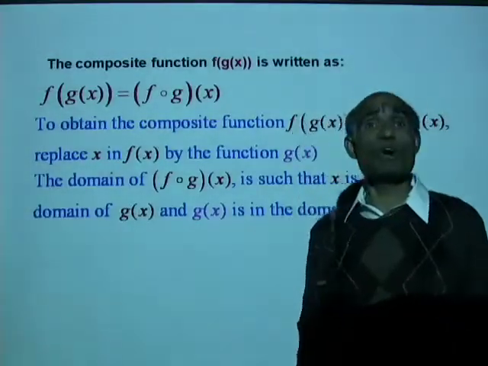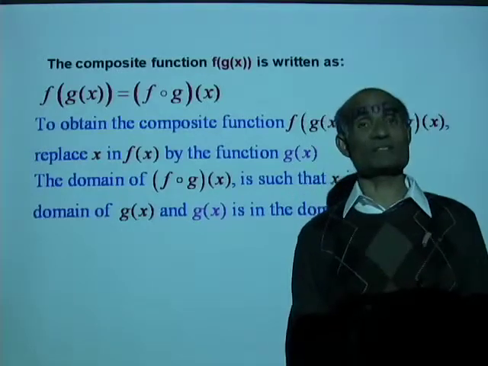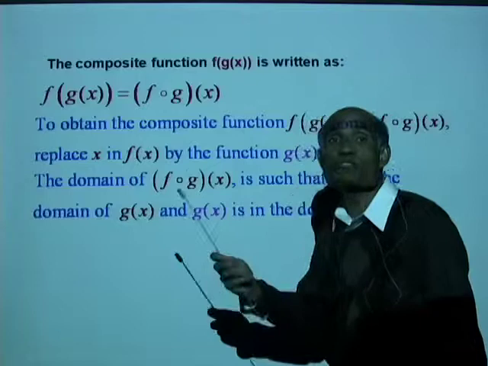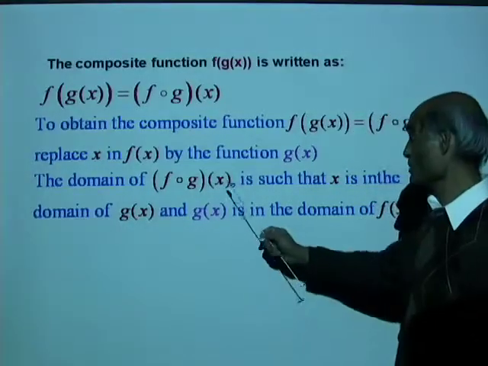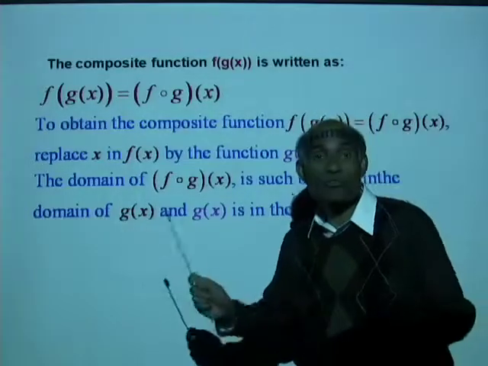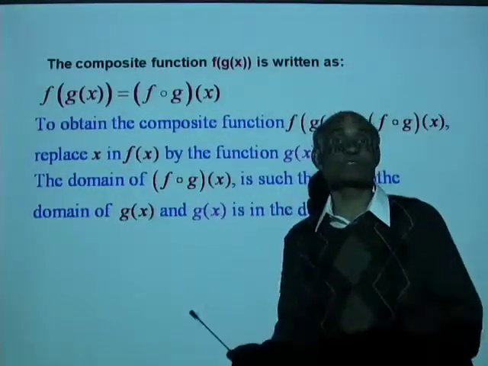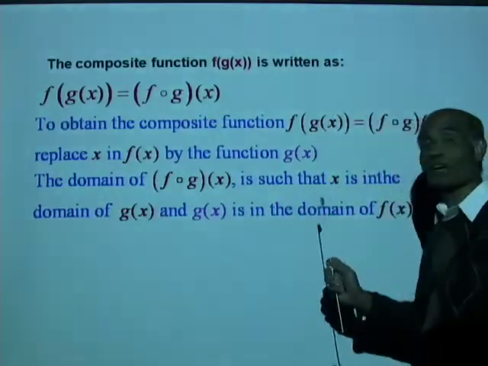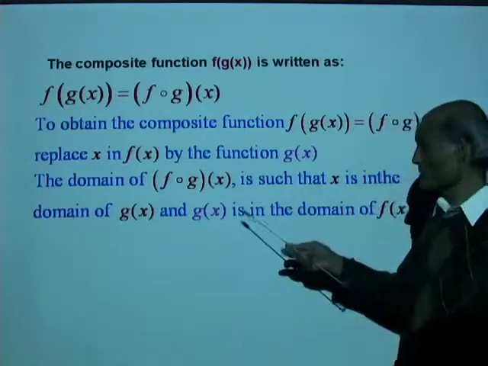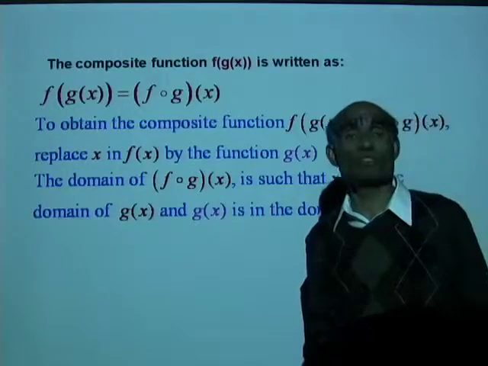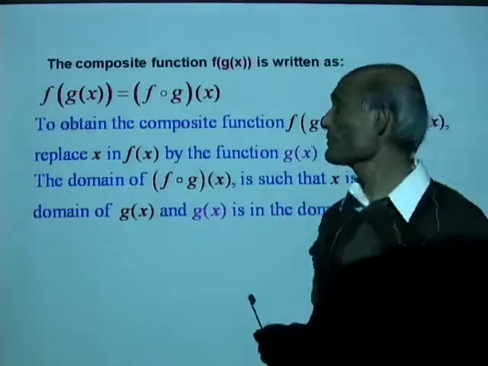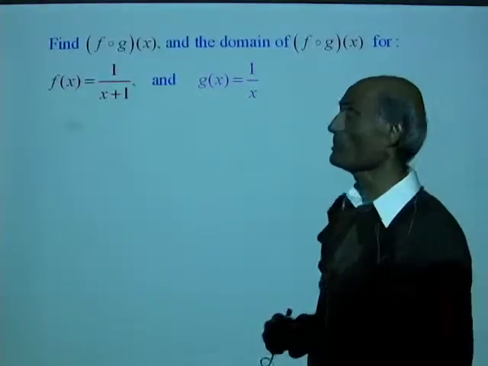Now, how about the domain of f of g of x? Now remember, in f of g of x, the input is g of x. So the domain of f of g of x is such that x has to be in the domain of g of x, and then g of x has to be in the domain of f of x. That is the criteria for deciding the domain of f of g of x. We will take a couple of examples and show that to you.